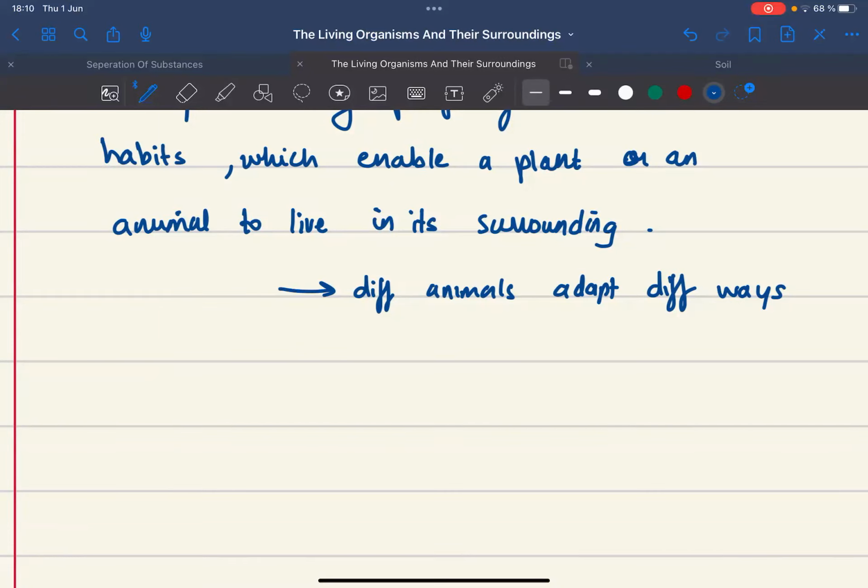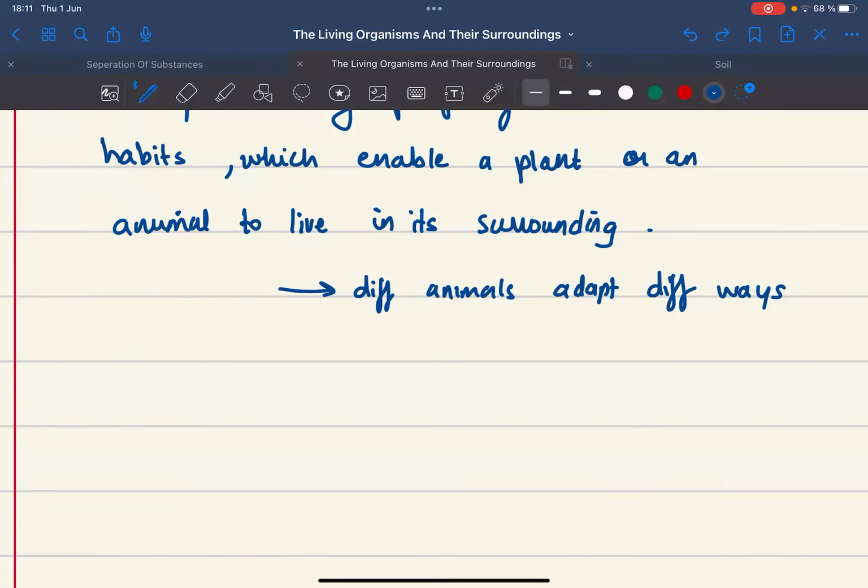Why? Ma'am, so that it cannot be eaten by other large fishes. So it cannot be caught hold of by humans easily, or cannot be a prey for other animals easily. So that's why it's very slippery.